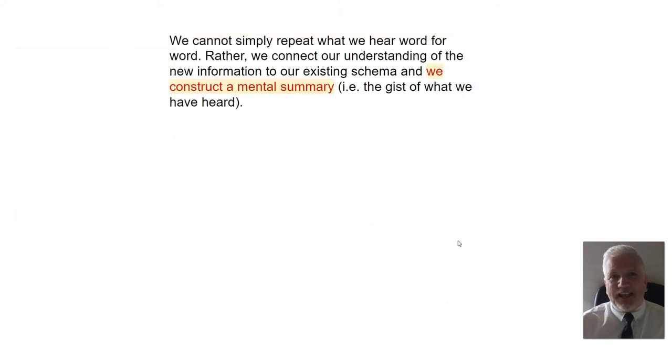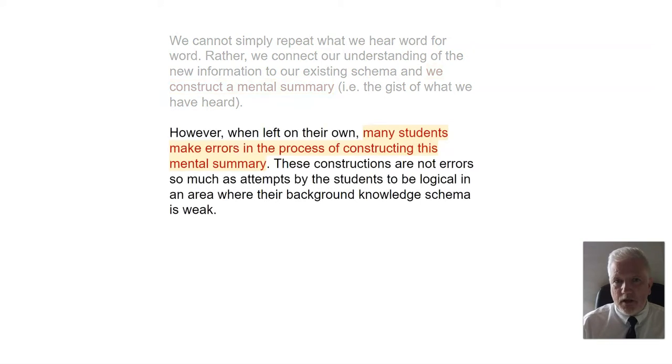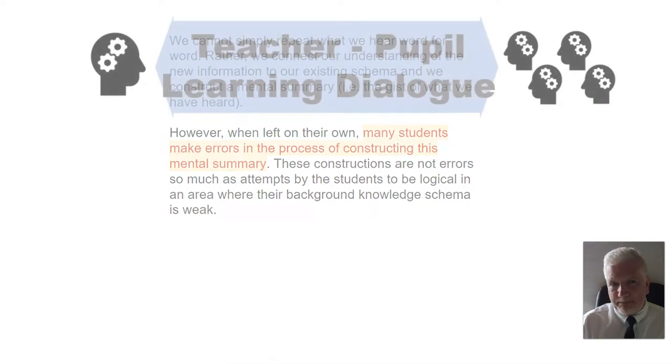Rosenstein says this: we cannot simply repeat what we hear word for word. Rather, we connect our understanding of the new information to our existing schema and we construct a mental summary. This is the gist of what we've heard. However, when left on their own, many students make errors in the process of constructing this mental summary. These constructions, he says, are not really errors as such. They're attempts by students to be logical in an area where their background knowledge schema is weak.